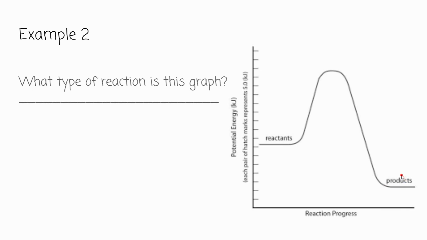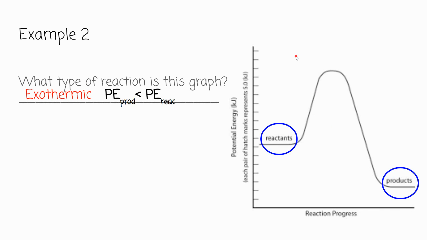Or you can assign arbitrary numbers. Whichever one is higher up has a bigger number, whichever one is lower down has a smaller number. So I'll just say this is 1 and this is 2. 1 minus 2 is negative 1. So I would get a negative delta H in this case. So that is going to be, comparing our reactants and products, my bad, that is going to be exothermic. And that is because the product has less energy than the reactants.